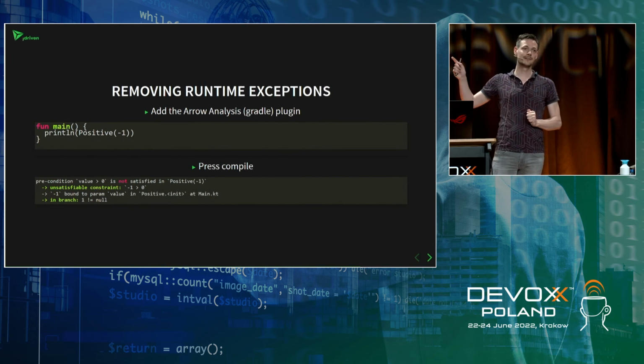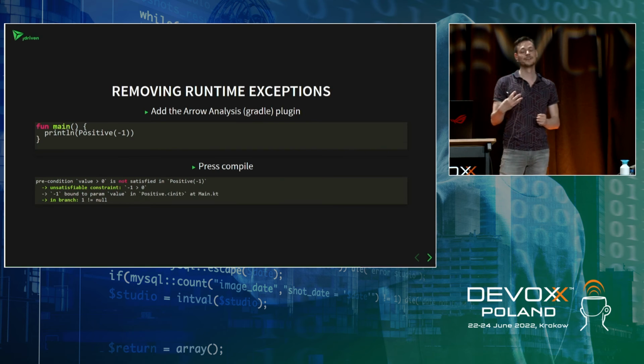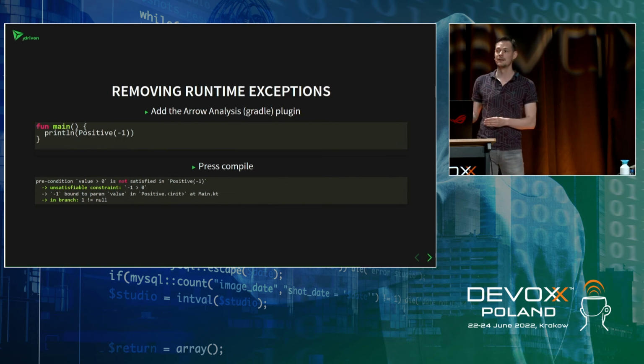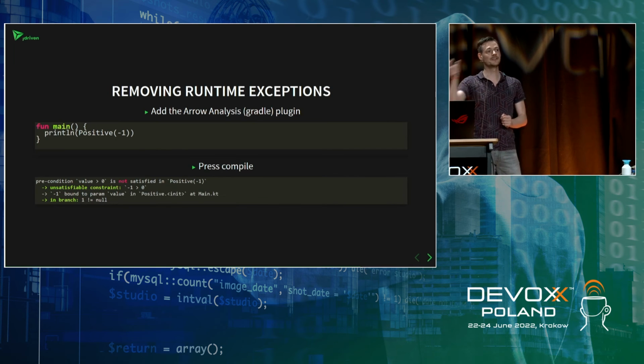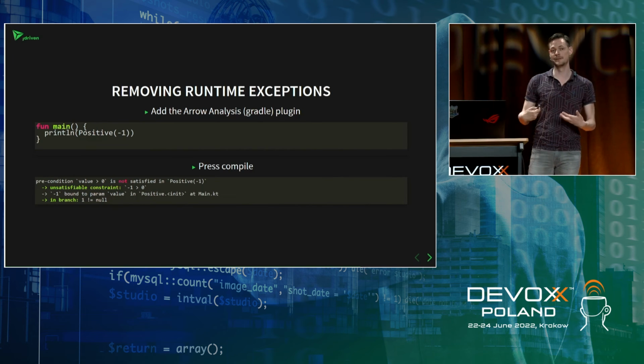Because if we add the Arrow analysis Gradle plugin, and we now try to create a Positive with a value of -1, we suddenly get a compilation error. The analysis plugin sees that we try to put a -1 in an object which requires a positive value, and it won't allow you to do that. Your code will no longer compile. So just by adding a Gradle plugin, my runtime exception suddenly got moved to compilation time. And this is, in my opinion, a very powerful thing.